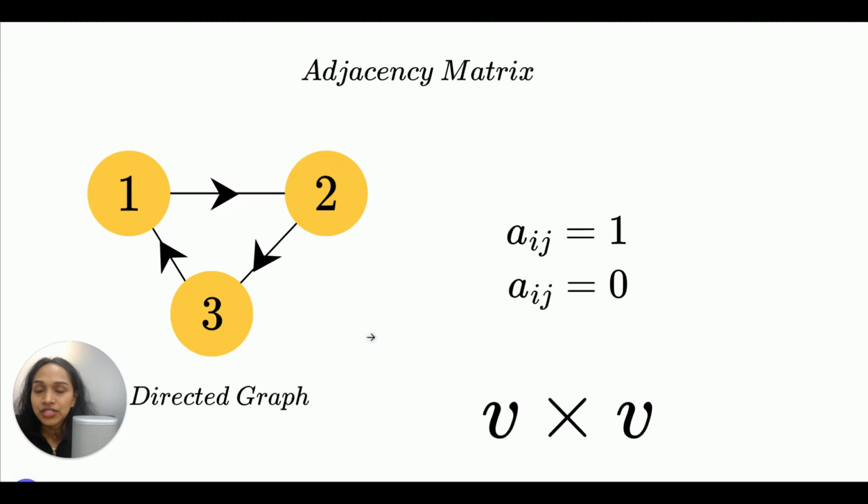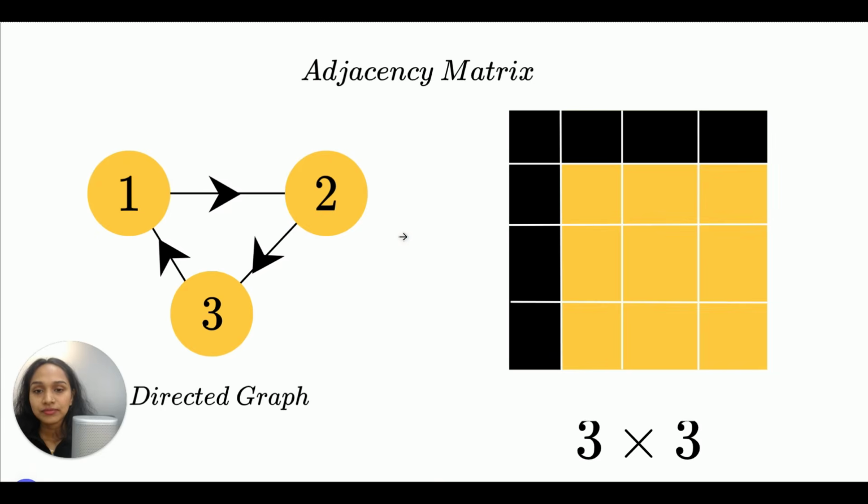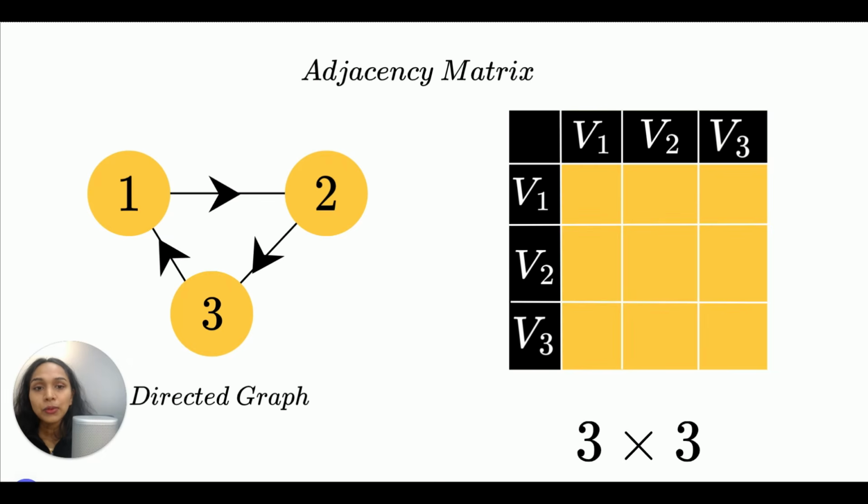As I said, the dimension of the adjacency matrix will be V by V, where V is the number of nodes in the graph. Here we have a graph with 3 nodes, so the dimension of the adjacency matrix will be 3 by 3. So here we have a square matrix of 3 by 3 dimension, and we have V1, V2 and V3. Now let us fill this checkerboard.